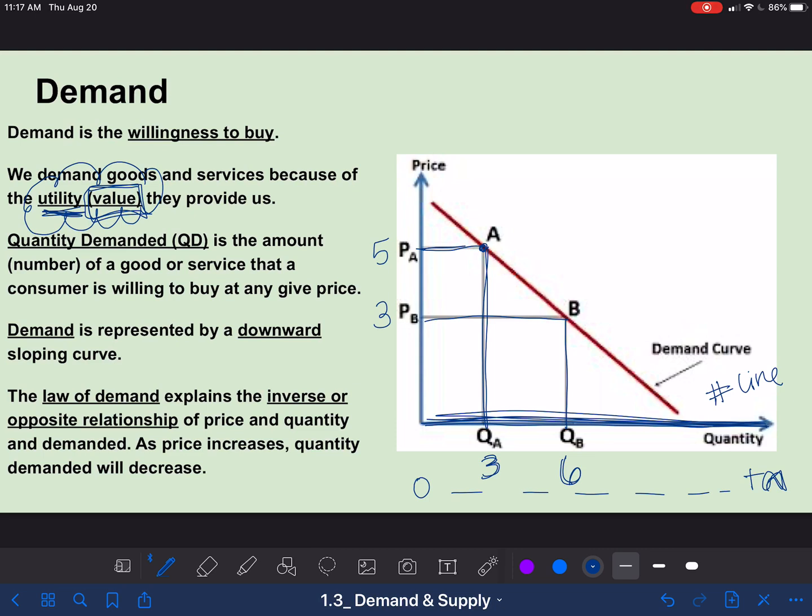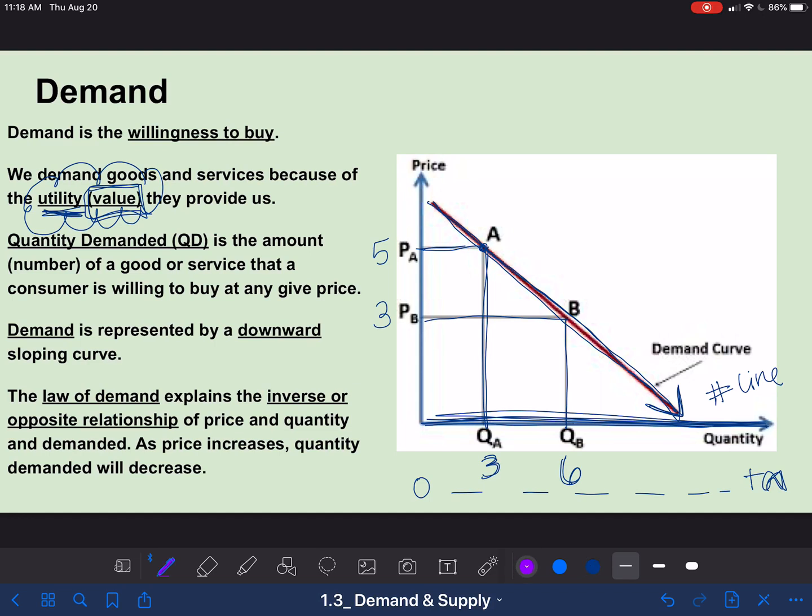Demand is represented by this downward sloping curve. So this red line that I'm now coloring in blue is downward sloping, and it explains our law of demand, or the inverse relationship that price and quantity have. So as price starts to increase, the quantity that we demand will decrease.